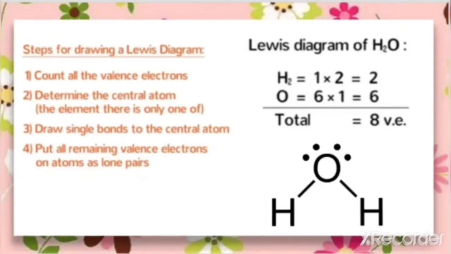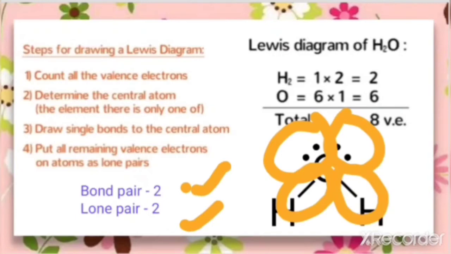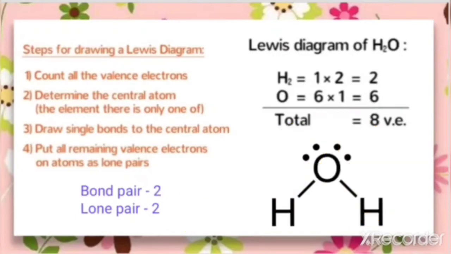When we look at the structure, we can find that there are two bond pairs and two lone pairs. Because there are two bonds, there are two bond pairs, and there are two lone pairs. So there are two bond pairs and two lone pairs.